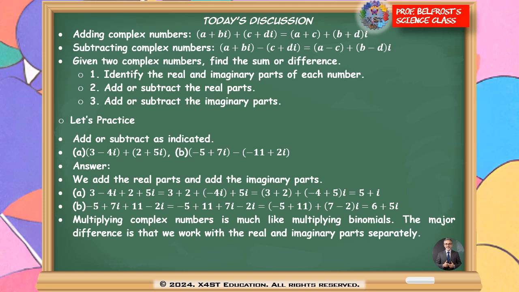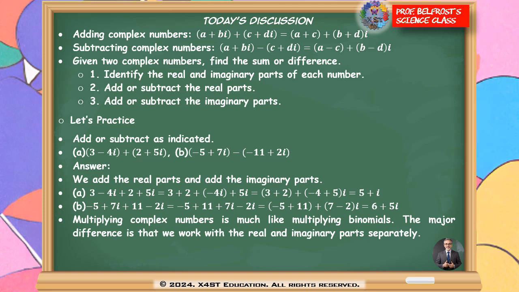Okay, now let's dive into the example. There are two questions for you to practice. A is 3 minus 4i plus (2 plus 5i), and B is (-5 plus 7i) minus (-11 plus 2i). To solve the first one, easy. You just take the numbers out of the bracket and group them by type. Real with real, imaginary with imaginary, and the operation gives us 5 plus i as the result of part A.